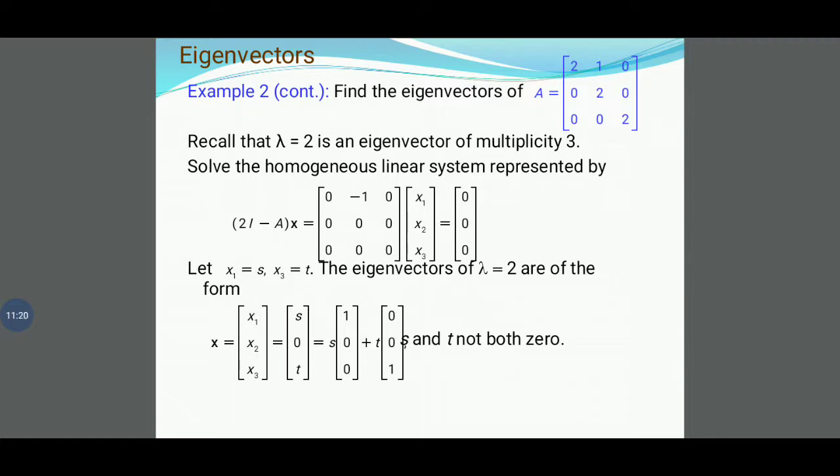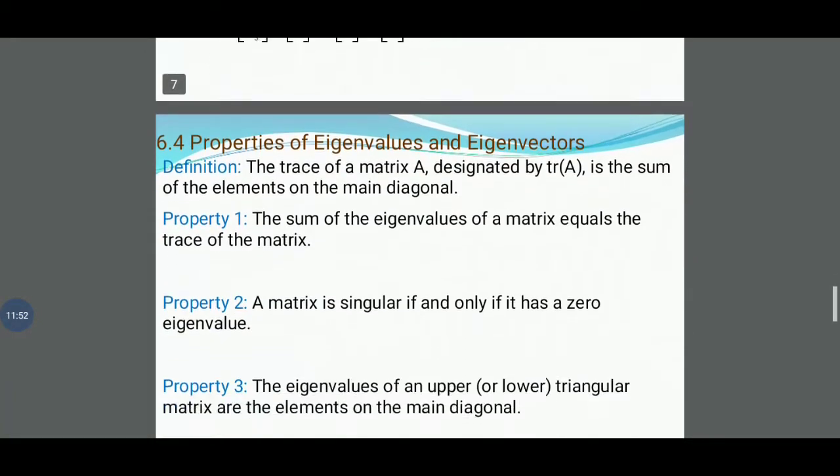Now let's consider eigenvectors for a 3 by 3 matrix where the eigenvalue is repeated 3 times. Again, 2I minus A into x, because 2 is our eigenvalue, we get the system as 0 minus 1 0. For this system we get x2 is equal to 0. For the remaining values we consider the solution x1 is equal to s and x3 is equal to t, where s and t are not both equal to 0 simultaneously. This is the eigenvector for repeated eigenvalues. Now let's move further.